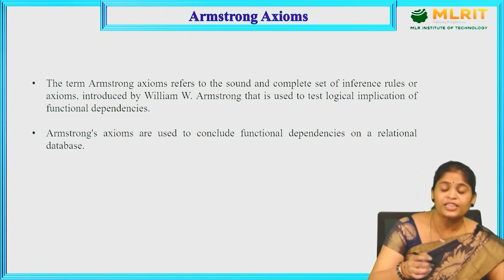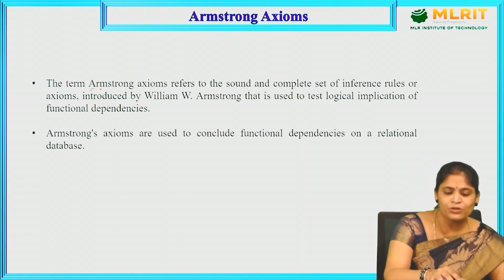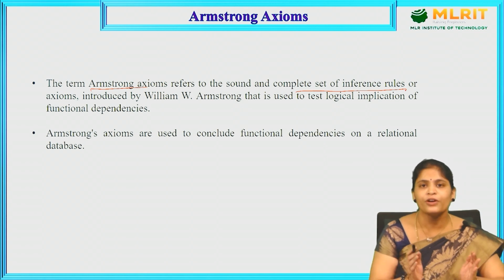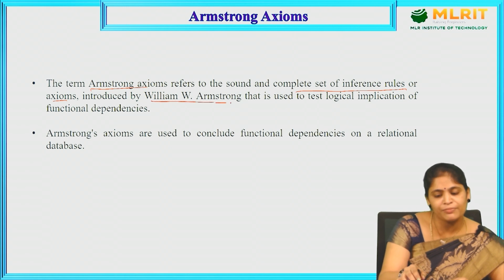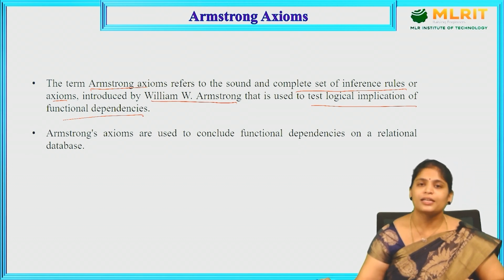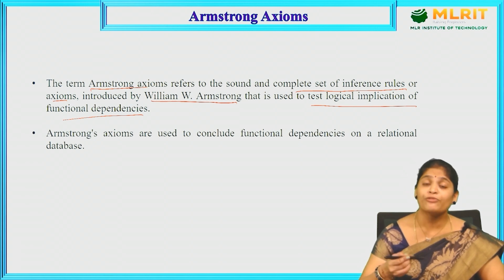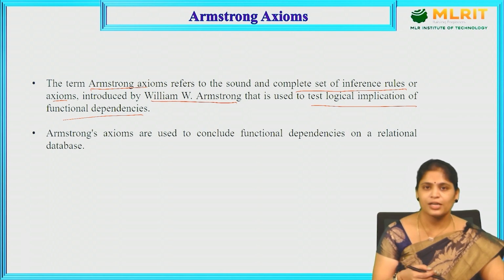So what are the Armstrong axioms, or rules? The term Armstrong axioms refers to the sound and complete set of inference rules introduced by William W. Armstrong. They are used to test logical implication of functional dependencies. That is, how we can derive some set of functional dependencies, whether they are correct or incorrect. By using these rules, we can derive some of the functional dependencies.